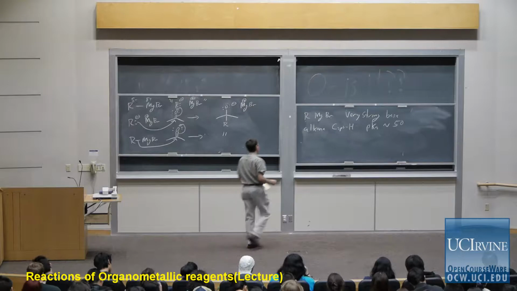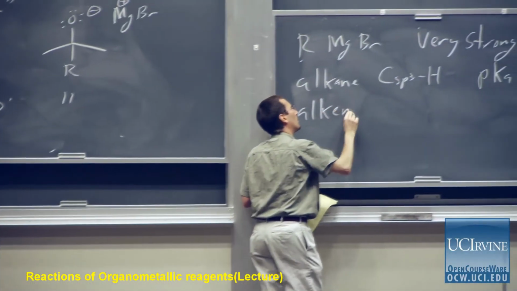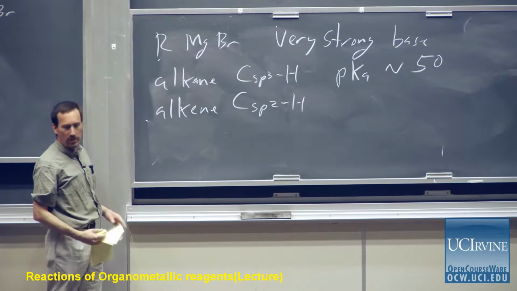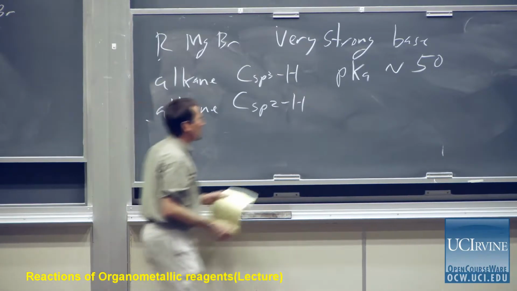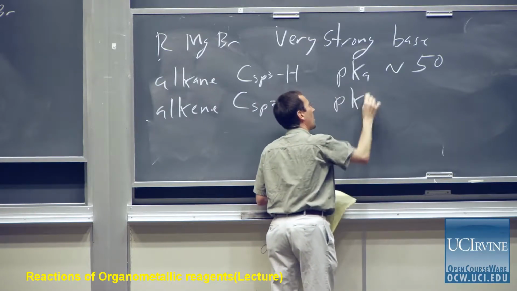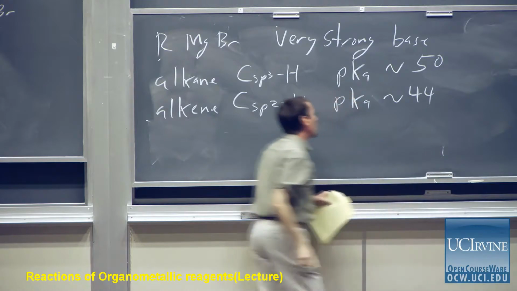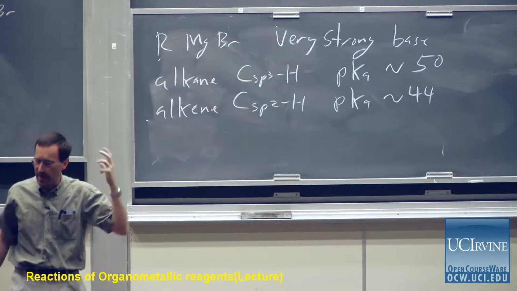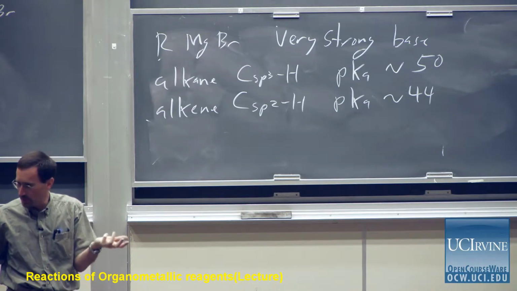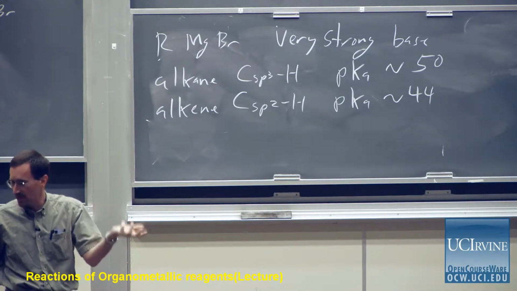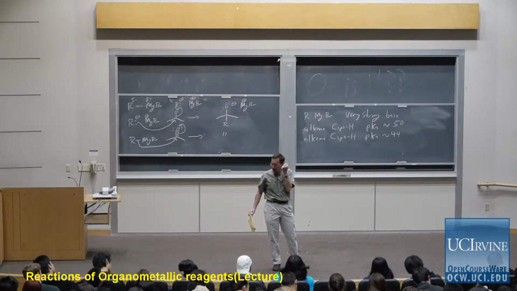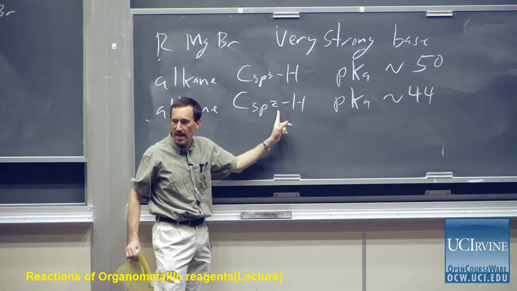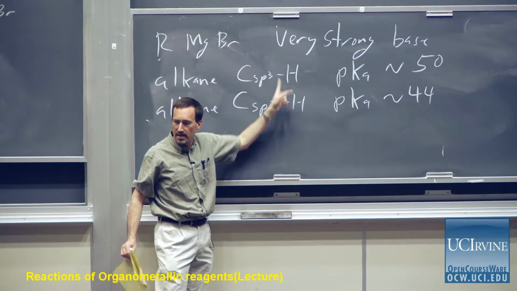If you have an alkene, now you have an sp2 carbon bound to a hydrogen. The electrons are held a little more tightly in this type of structure. The pKa now is about 44. A way of thinking of this is, since the electrons are a little more stabilized, held a little more tightly in an orbital that has more s character, right? sp2 has 33% s character, sp3 has 25% s character. As you hold electrons more tightly, the CH bond is more willing to give up H plus and give you a carbanion. So an alkene is a little bit more acidic than an alkane.